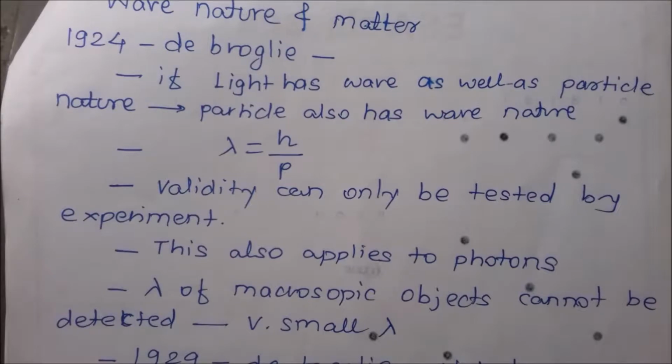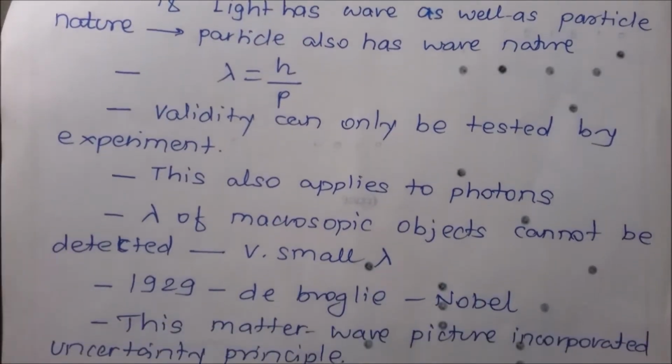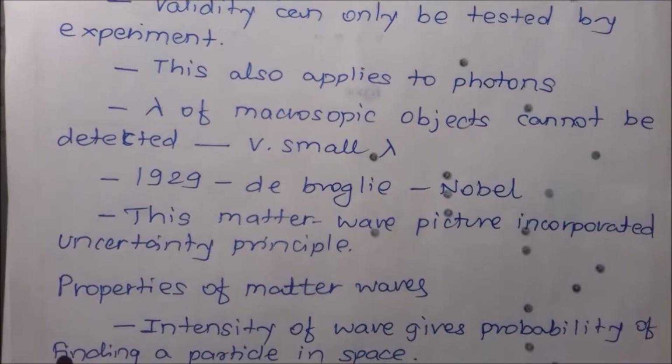Lambda is equal to h upon p. He said wavelength of particle is equal to h upon p. H is the Planck constant and p is the momentum. This has no theoretical proof. Validity of this can only be tested by experiments. And this is also applicable to photons.